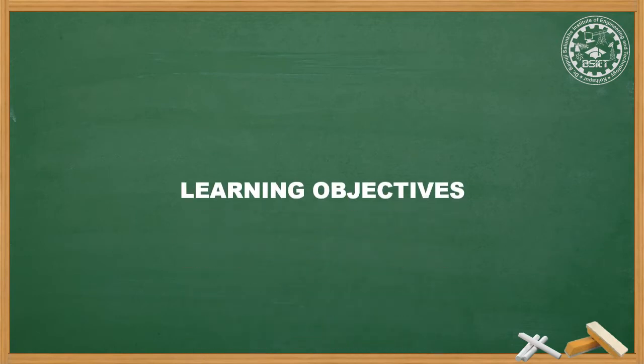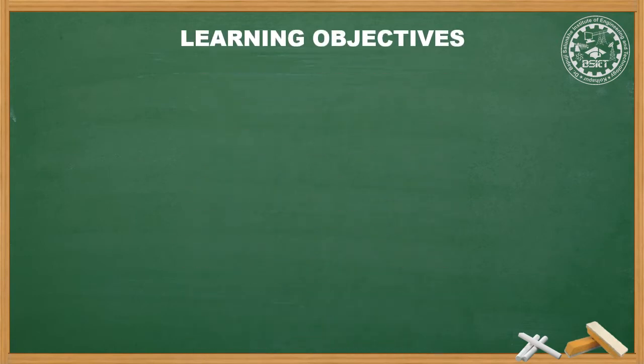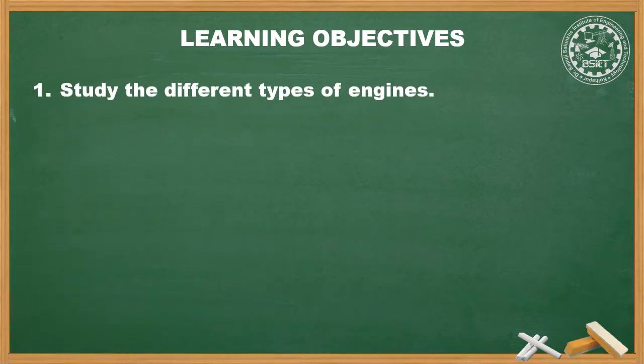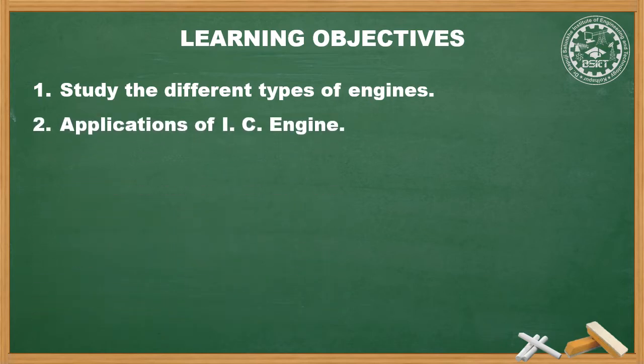In last session, we studied about the different engine components and different engine terminologies as an introduction to the first chapter. In today's session, we will be learning the different types of engine, that is 4-stroke engine and 2-stroke engine, CI engine and SI engine, and application of IC engine. Application and classification of IC engine we will be learning in today's session.